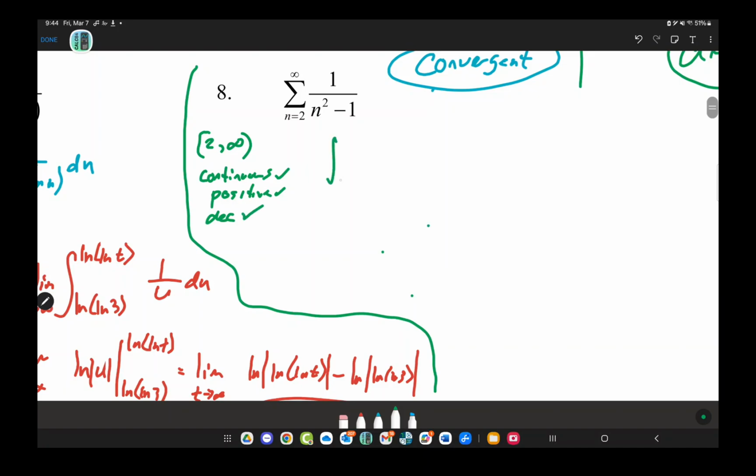So integrate from 2 to infinity. The integral becomes the limit as t goes to infinity of t over a longer minus 1. Isn't that the great thing, or am I thinking wrong?